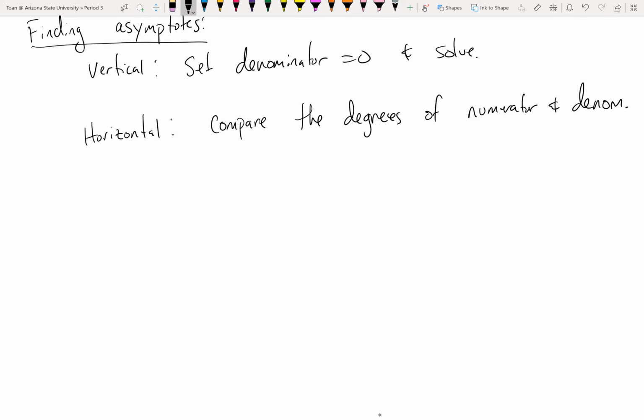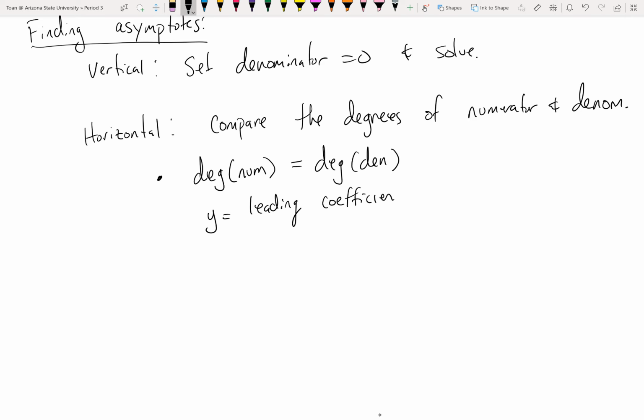Possibility number one, if the degree of the numerator, which I'm going to abbreviate thusly, DEG parentheses numerator, means degree of the numerator, if it is the same as the degree of the denominator, then your horizontal asymptote will always be y equals the leading coefficient of the numerator divided by the leading coefficient of the denominator.